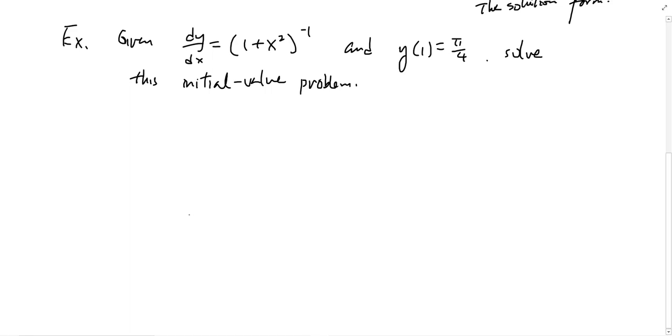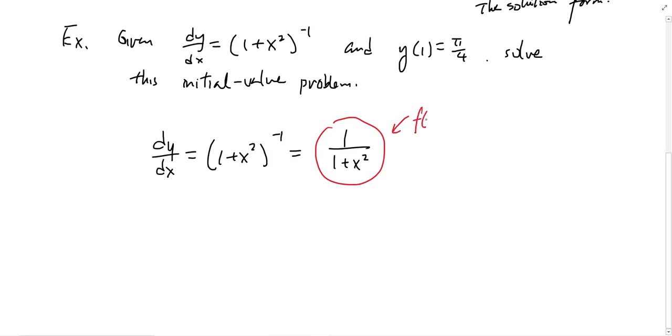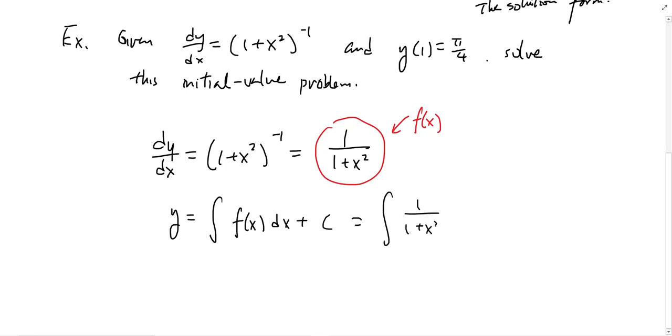Pretty simple, because as I said, it's a direct integration problem. So dy over dx is equal to (1 plus x squared) to the negative 1, or technically speaking 1 over 1 plus x squared. So this right here is our f of x. Our equation is in the form of dy over dx equal to f of x. So based on what I told you, the solution should always be in the form of, in this case, the integral of 1 over 1 plus x squared dx plus c. And I'm hoping that you remember what function has a derivative equal to 1 over 1 plus x squared. And that is the inverse tangent function.